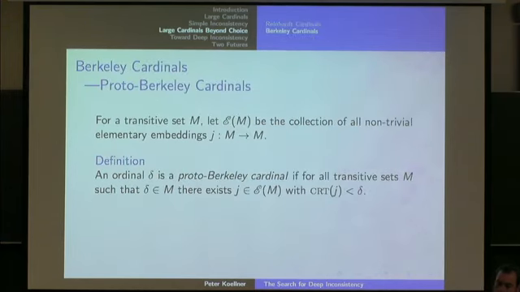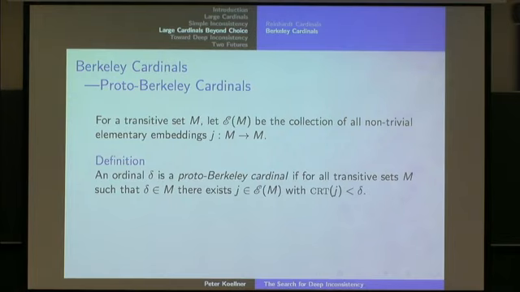Okay, so now I'm going to move to the next level of the hierarchy, and there's variations on that. You know, there's a notion of a totally super Reinhardt cardinal, but I'm not going to go into the details. And then the next milestone is the Berkeley cardinal, but first we have to define a degenerate version, a proto-Berkeley cardinal. So for a transitive set M, let script E of M be the collection of all non-trivial elementary embeddings J from M to M.